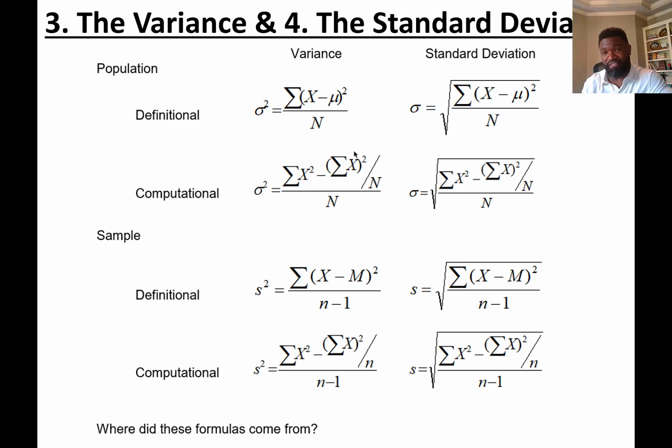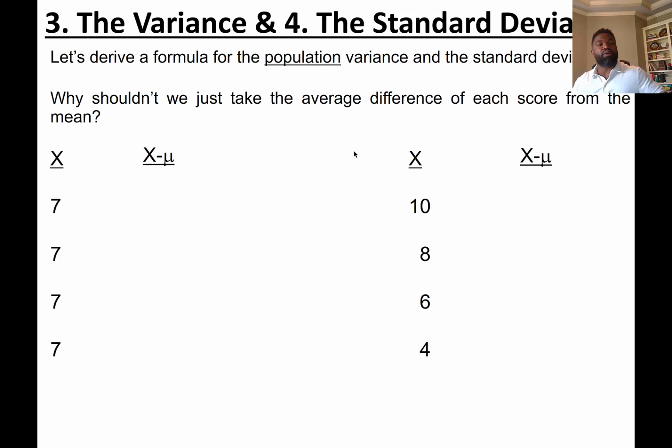If you're not paying a lot of attention and you're just sort of coasting through the lecture, now's the time to drink some coffee or whatever it is that you need to do so that you can focus, because this is where a lot of the heavy conceptual lifting for the early part of the course comes into play. So we're going to derive the formula for the population variance and the population standard deviation.